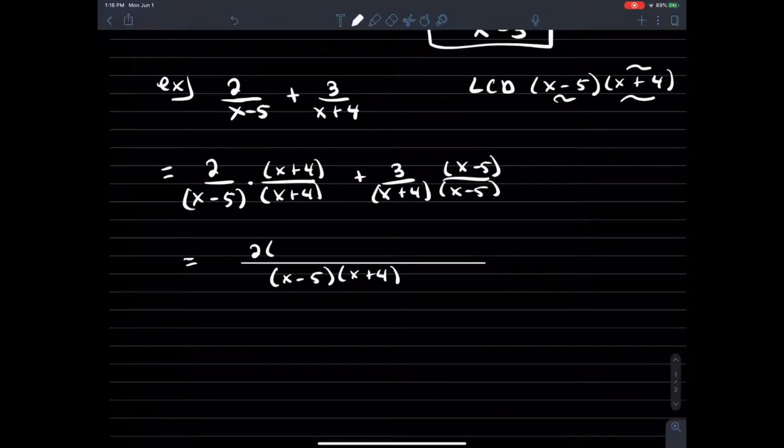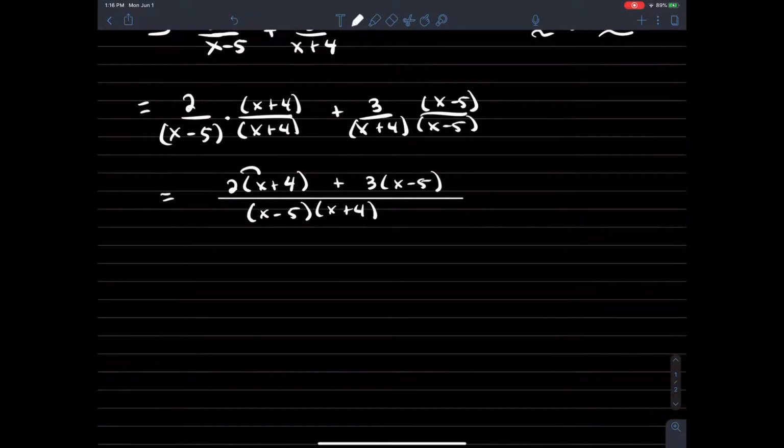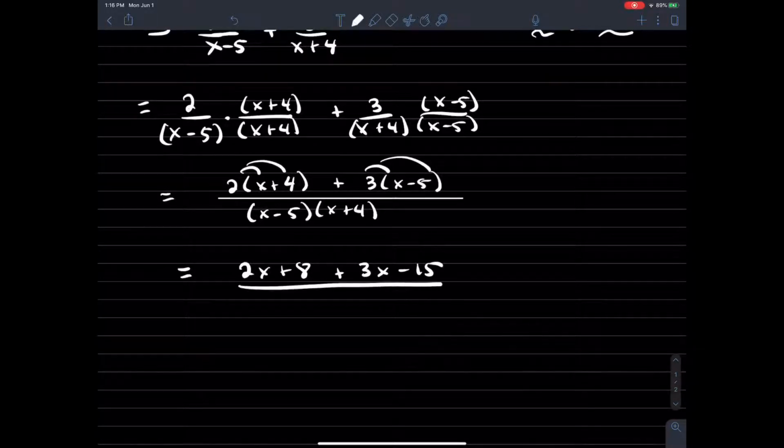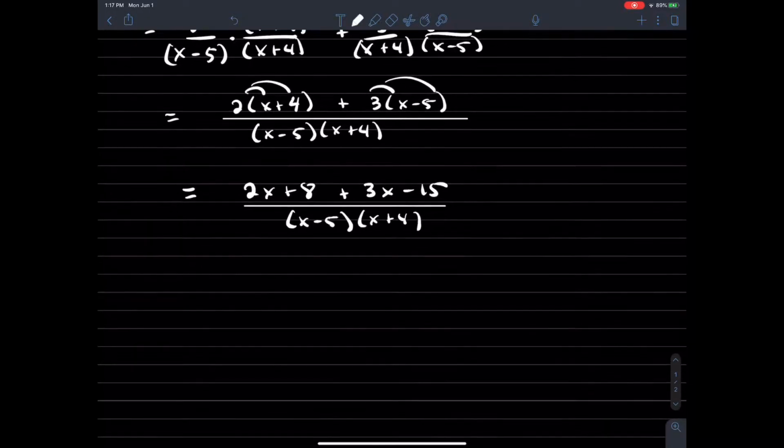On the top, I'm just going to write it out and then I'll distribute. It's 2 times x plus 4 plus 3 times x minus 5. Again, we don't cancel because we have to now distribute. So it's 2x plus 8 plus 3x minus 15 all over my common denominator. 2x and 3x is 5x. Plus 8 minus 15 is minus 7. All over my common denominator.